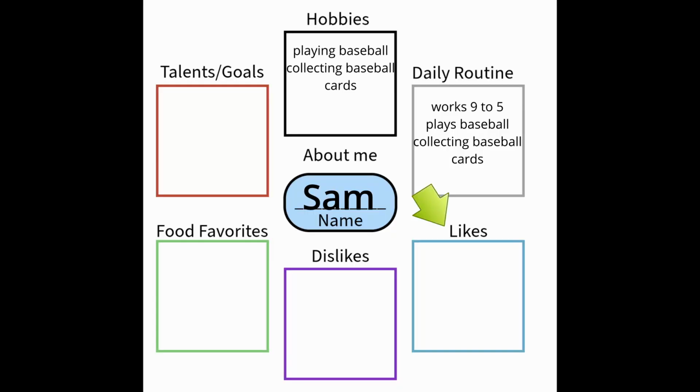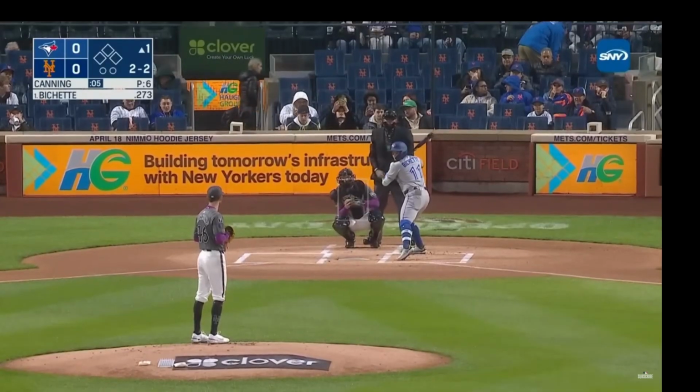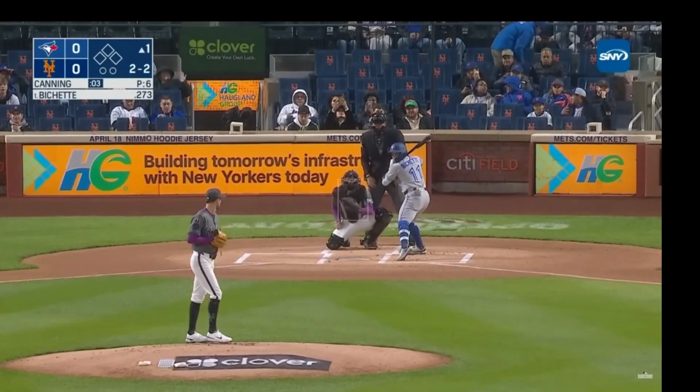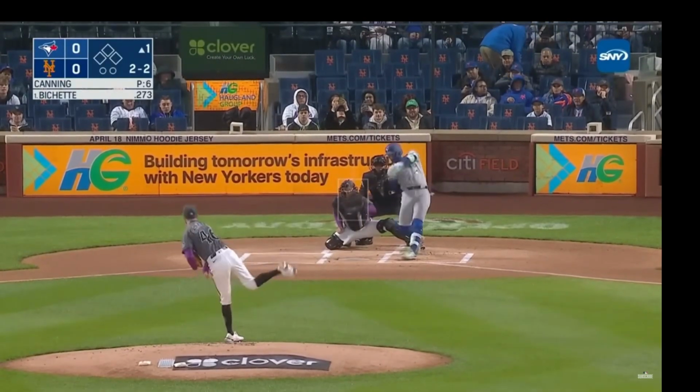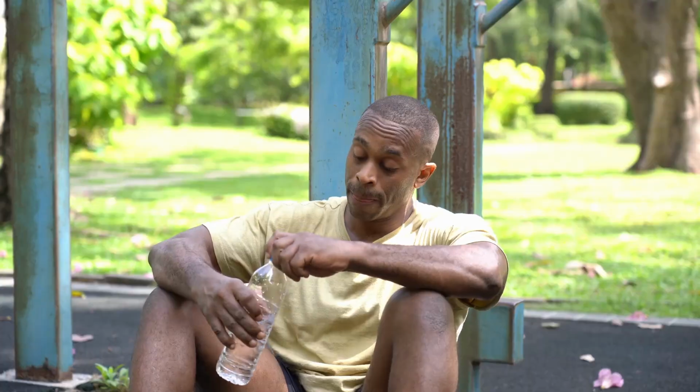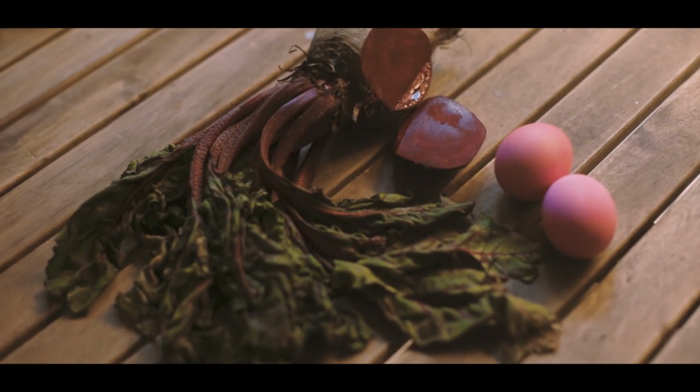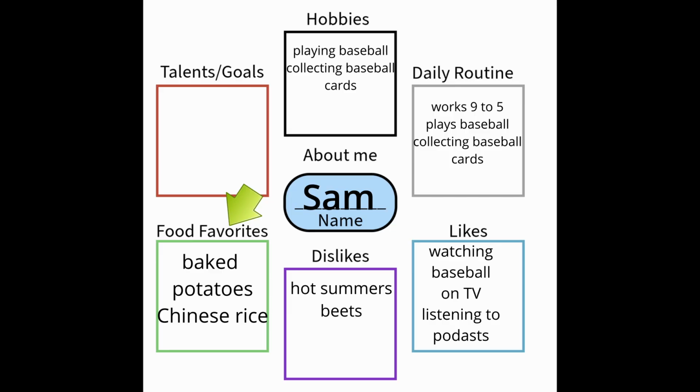Next, we come to likes. Sam likes to watch baseball games on TV. He also likes listening to podcasts when he is driving in his car. His dislikes include hot summers and beets. Sam's favorite foods include baked potatoes and Chinese rice. Sam's talents include being athletic and playing baseball. His goal is to one day play baseball professionally.